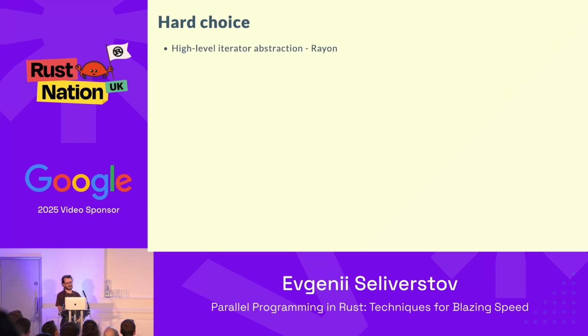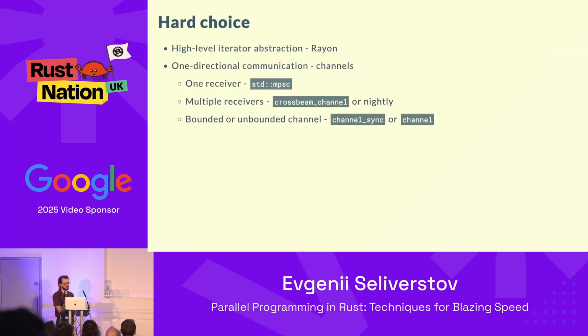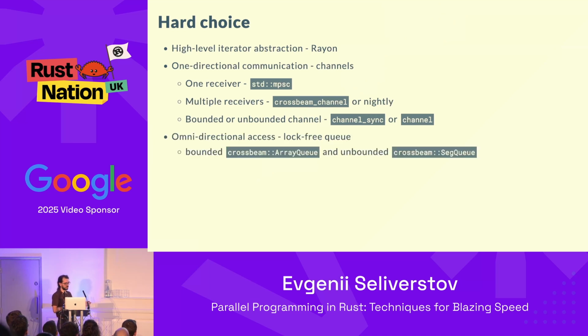It's actually a hard choice how to choose a good abstraction level. So first of all, go with a really, really high-level iterator abstraction with Rayon. If you need communication between the parts of your program, choose one from std if you have only one receiver, or choose a channel for different receivers. And you can also tinker with bounded channels, or you can go with back pressure.